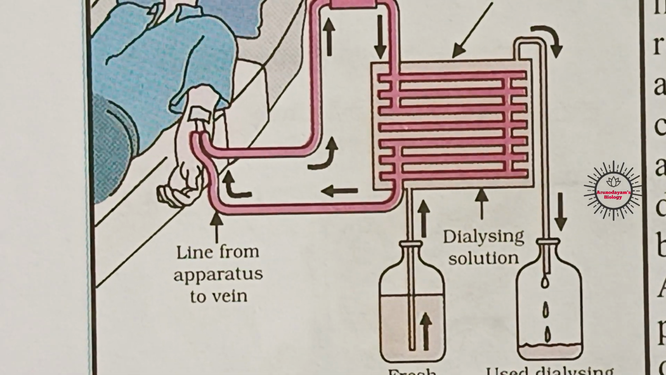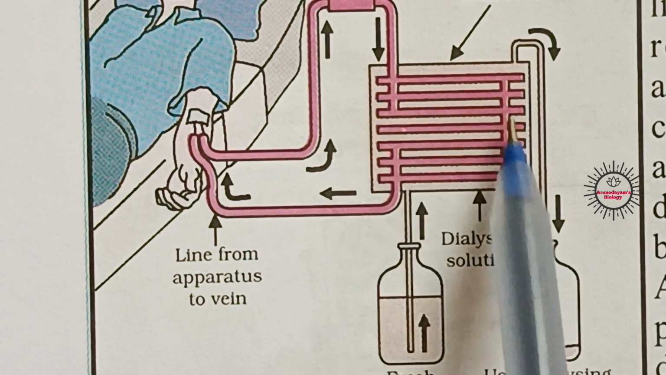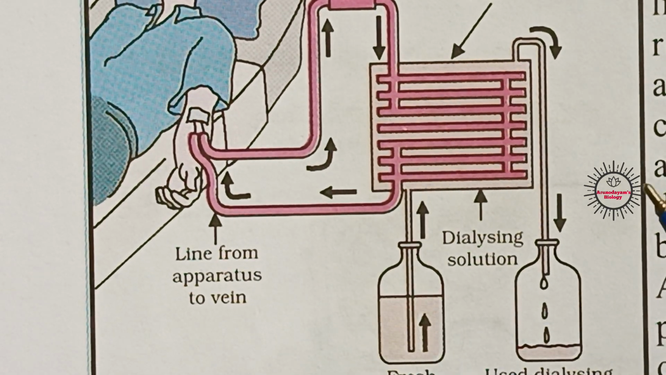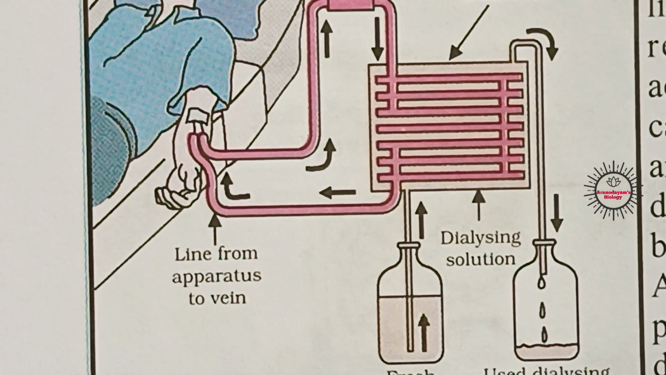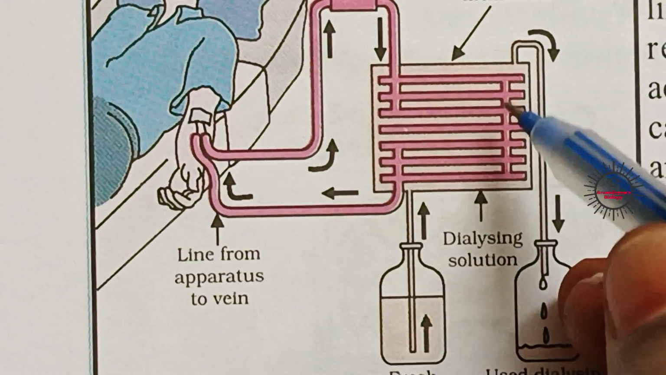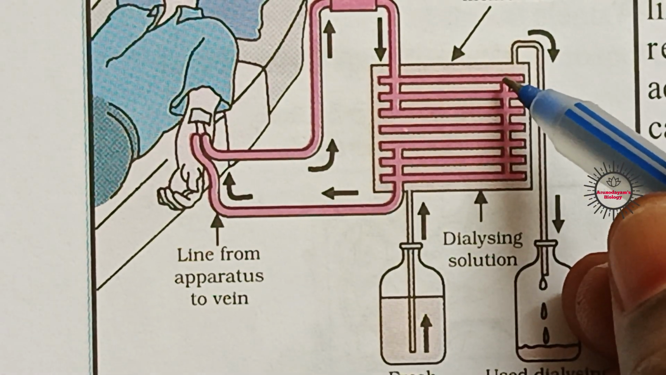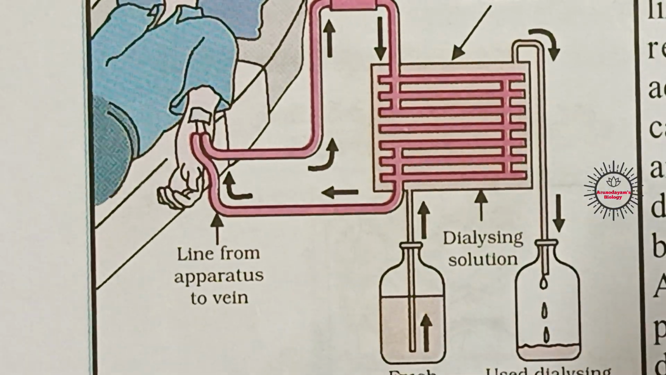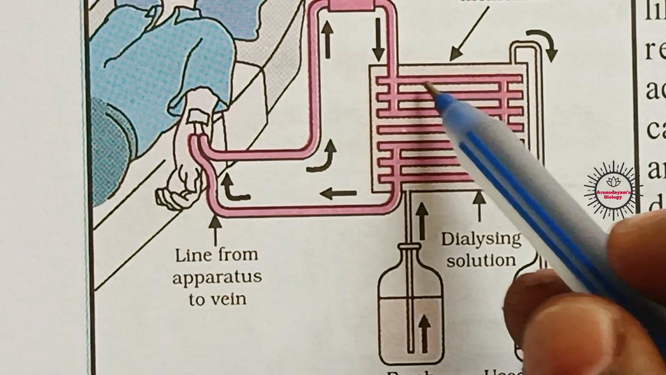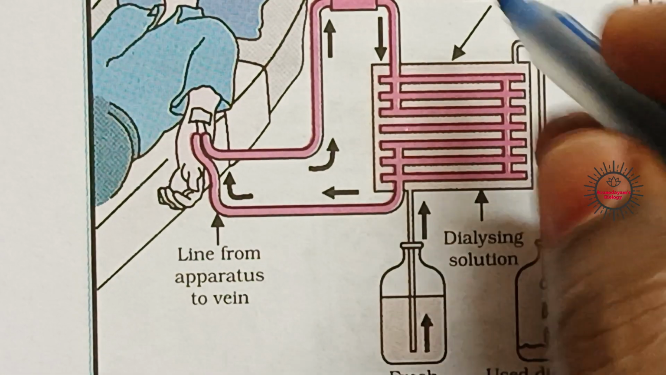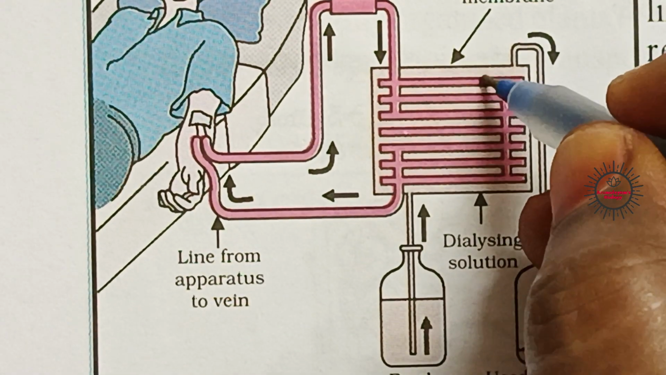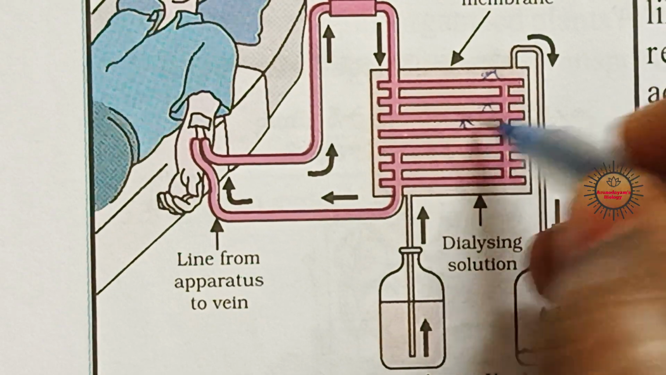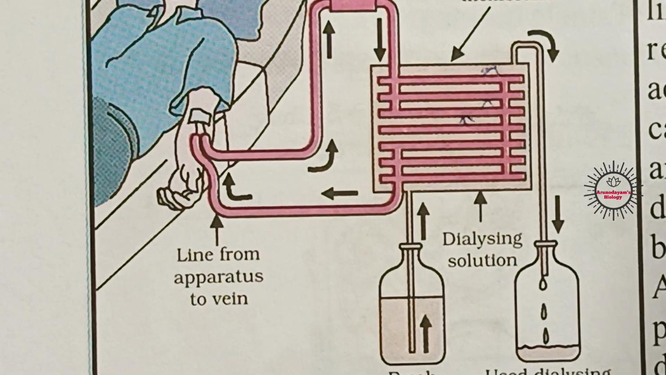So what happens here is, when the blood is passing through these tubes, diffusion takes place. Diffusion means a movement of molecules from higher concentration to lower concentration. Here the blood has a high concentration of nitrogenous waste materials and the dialysing fluid has a low or nil concentration. So the nitrogenous waste materials from these tubes move into the dialysing fluid. That means the blood is getting filtered.